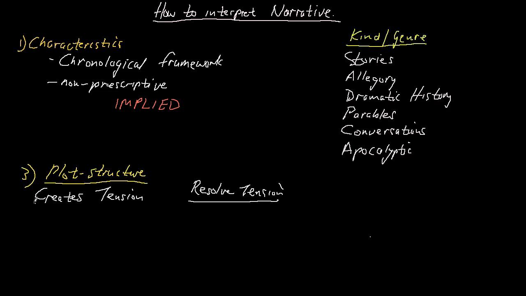Now, there are three ways to create tension in a plot structure. The first one is that there will be a plan, like in the book of Acts. The book of Acts begins with a plan to reach people with the gospel at the ends of the world. So that creates tension. How is that going to happen? And then the rest of the book of Acts will be the execution of that plan.